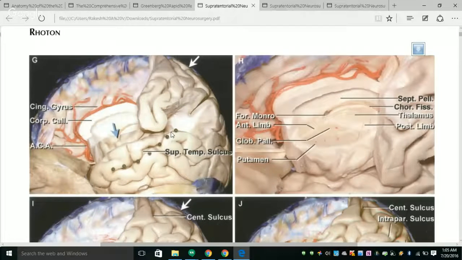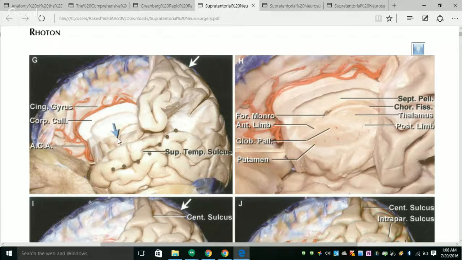A blue arrow has been placed on the foramen of Monro. Now I will go through in the text the position of this foramen of Monro in relation to the other structures. The blue arrow has been placed on the foramen of Monro, which is located deep to the central part of the insula.